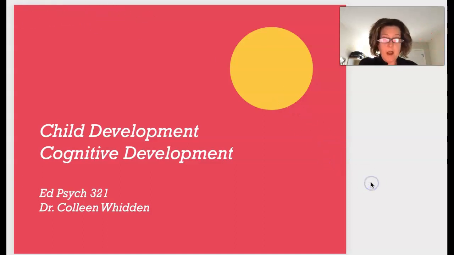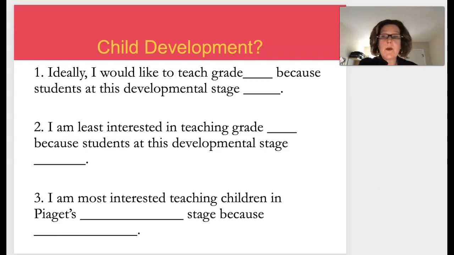Okay, so what I want you to do is stop for a second. I want you to fill this out at the beginning of the lecture, and then you'll have a chance to go back and add to it, change some things, and then we're going to share this in our collaborate time. Basically, I want you to write in: ideally, I would like to teach grade 1, 6, 12, or post-secondary, because students at this developmental stage, and then students from your readings, give me an idea of what they do at this stage. And then I'm least interested in teaching grade 6 because students in this developmental stage do what?